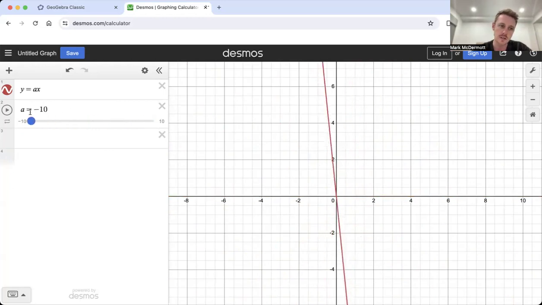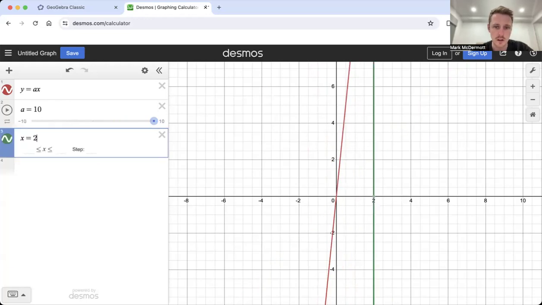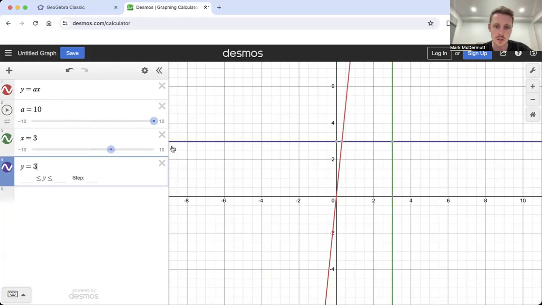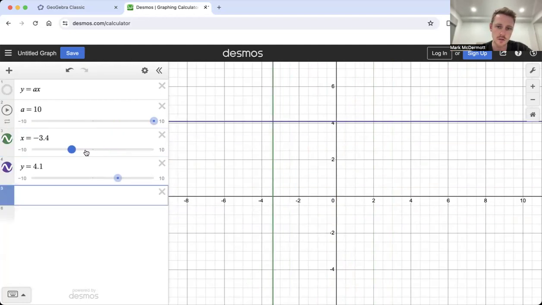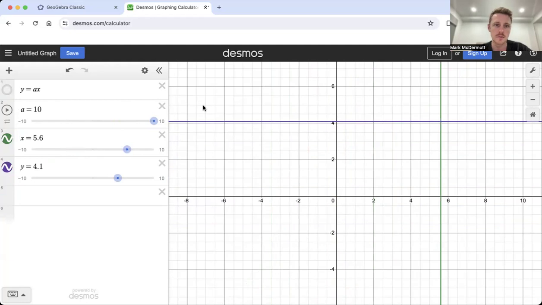So a vertical line, like x equals 3, where x equals a constant, anything that's vertical is going to have an undefined gradient. Anything that's y equals a constant, like this, we're going to have a gradient of 0. So that's the difference between 0 and undefined when we talk about gradients here.